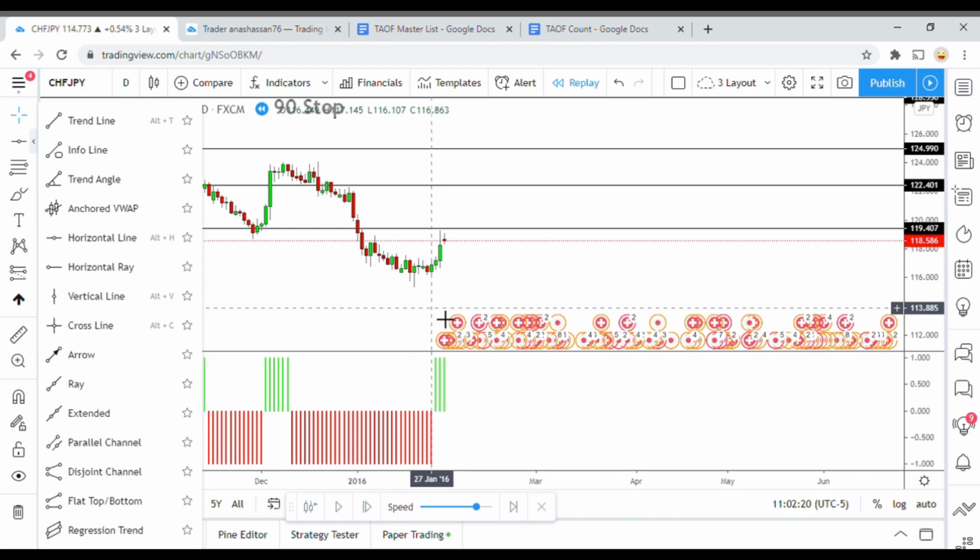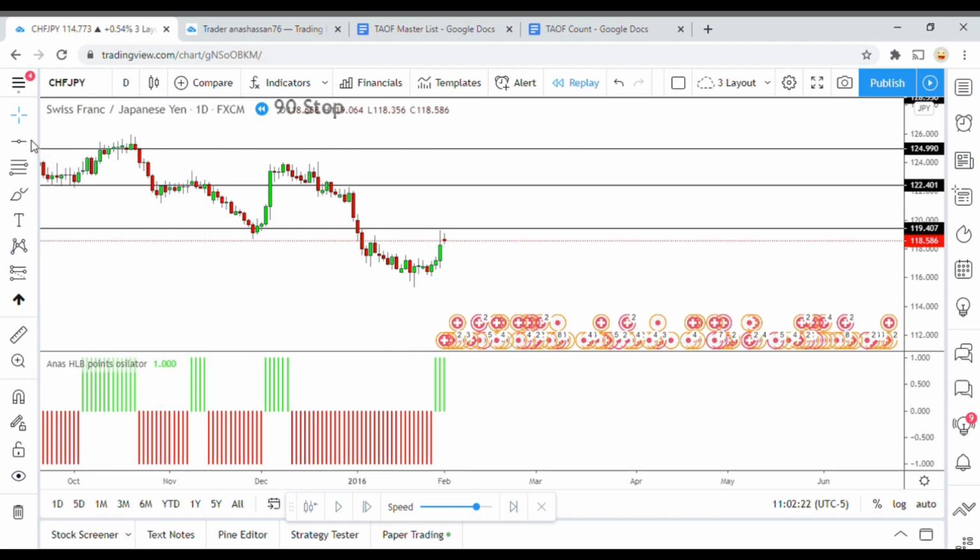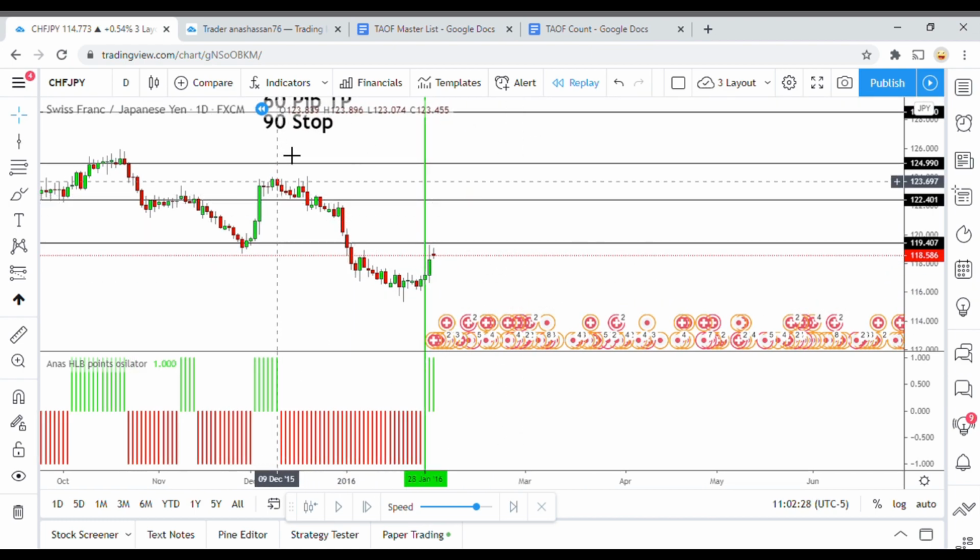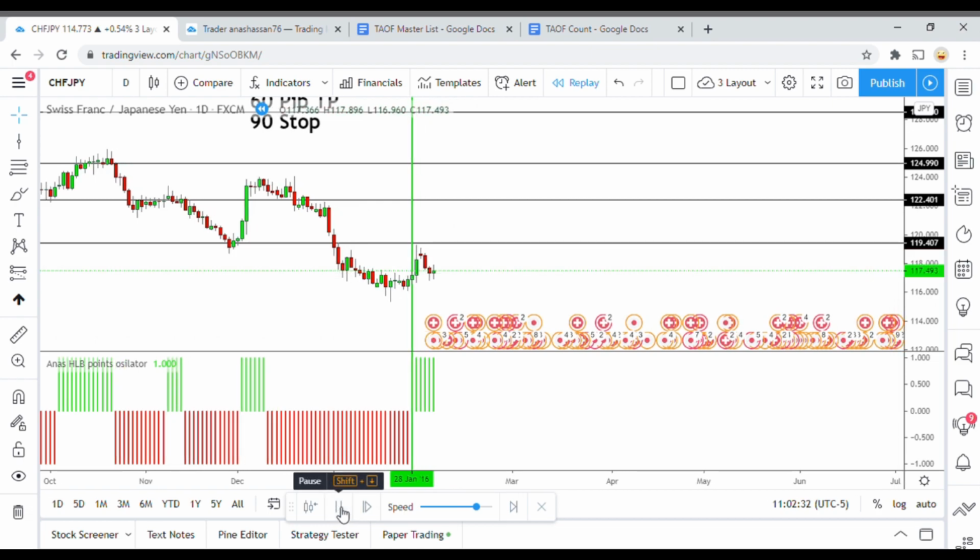We did have our first signal from our indicator right here, and it was a good trade. It definitely got us to take profit.